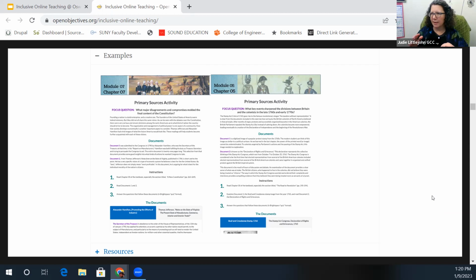I explain what the documents are, what the instructions are, and then at the bottom, the actual primary documents I put in tabs so they can click from one to the other right there. And then from that, they move on to their activity. So once they do the first one, they know what the expectation is, they know how it flows, and when they get to the next one, they're ready to go. They don't have to try to figure out how it works again.